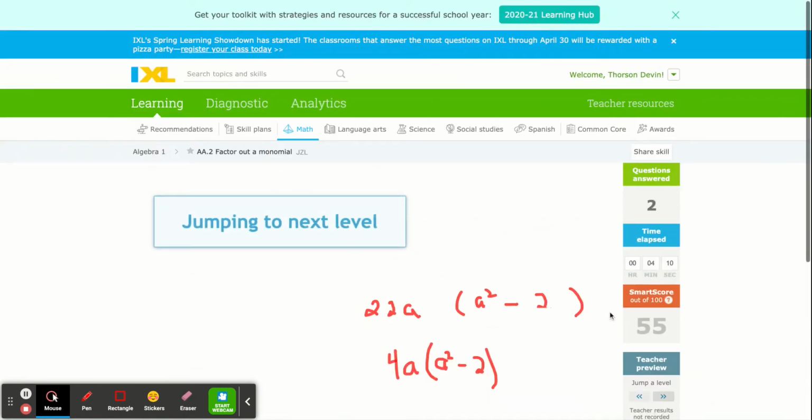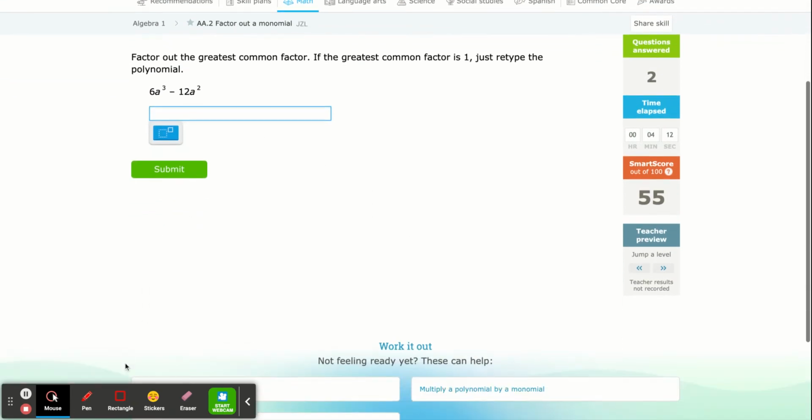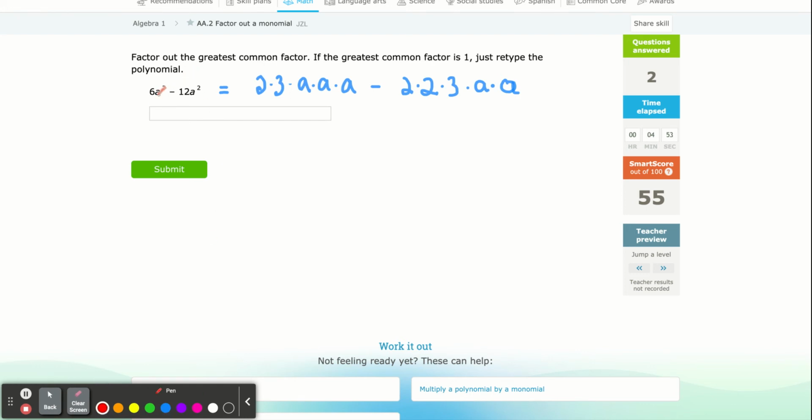I'm going to jump ahead to see how much harder it gets. So again, I'm going to expand this out. The 6 is 2 times 3. The a cubed is 3 a's. The 12 is 2 times 2 times 3. And the a squared is 2 a's. They both have a 2. They both have a 3. And both terms have 2 a's, so we have 2 a's in common. So I'm factoring out that 2, the 3, the a, and the a from both those terms.